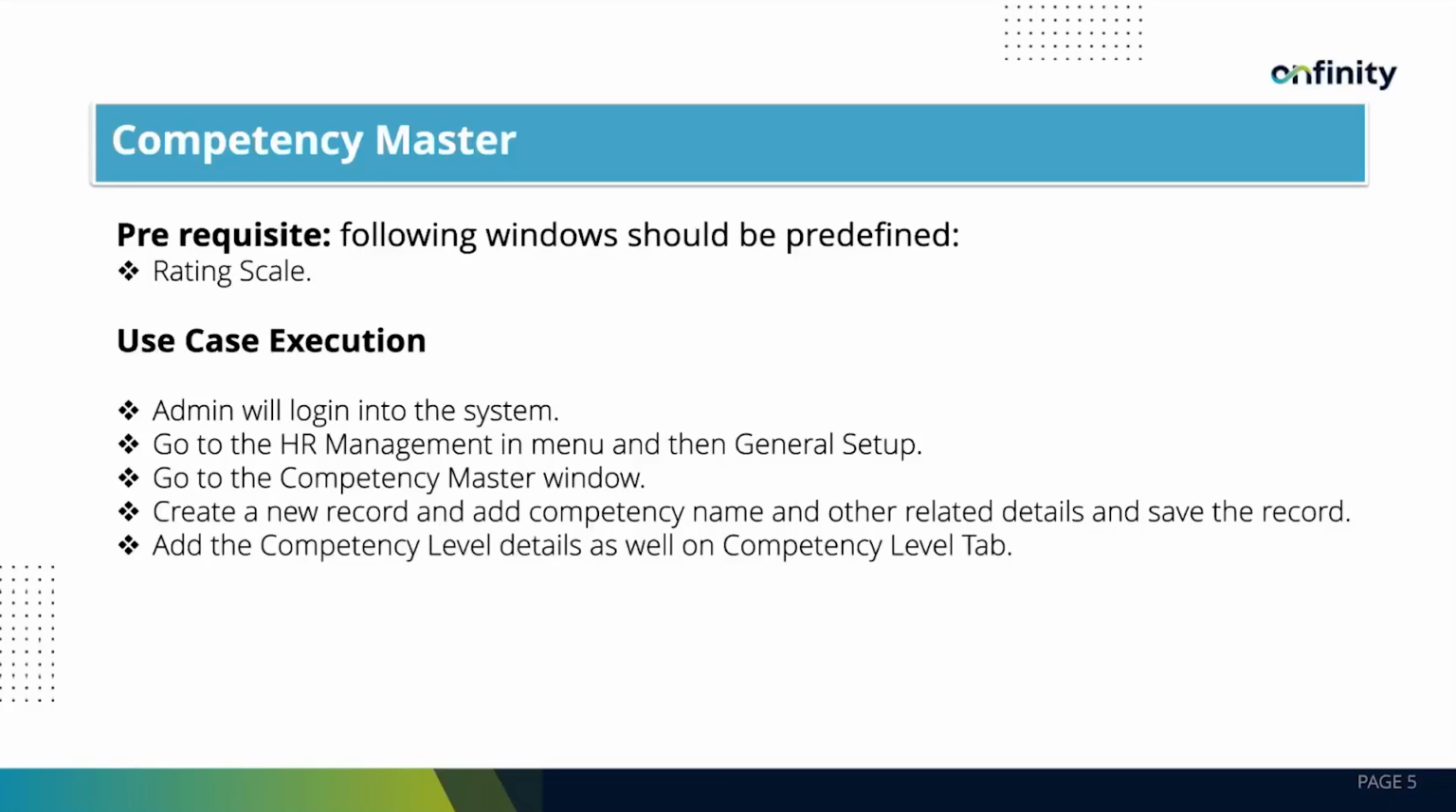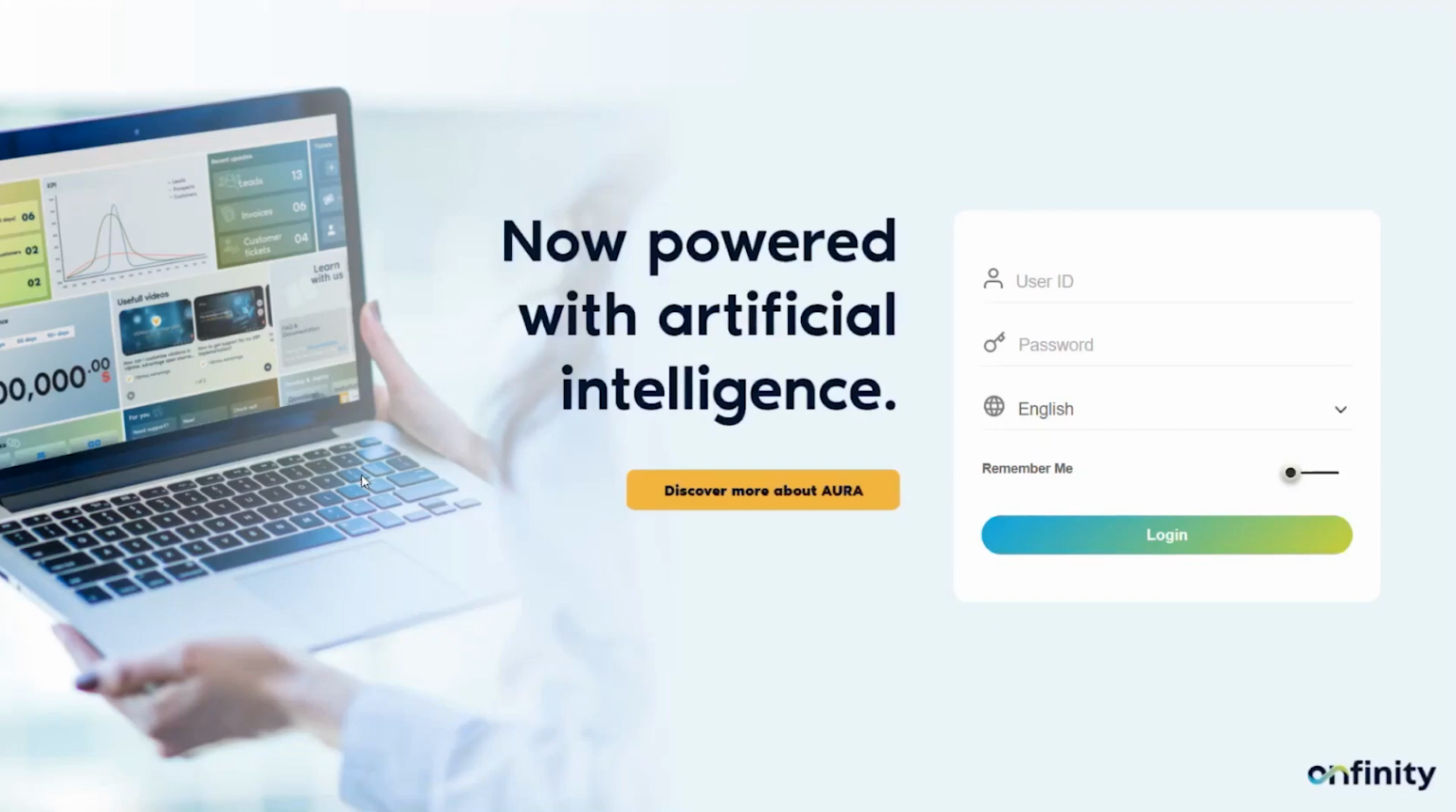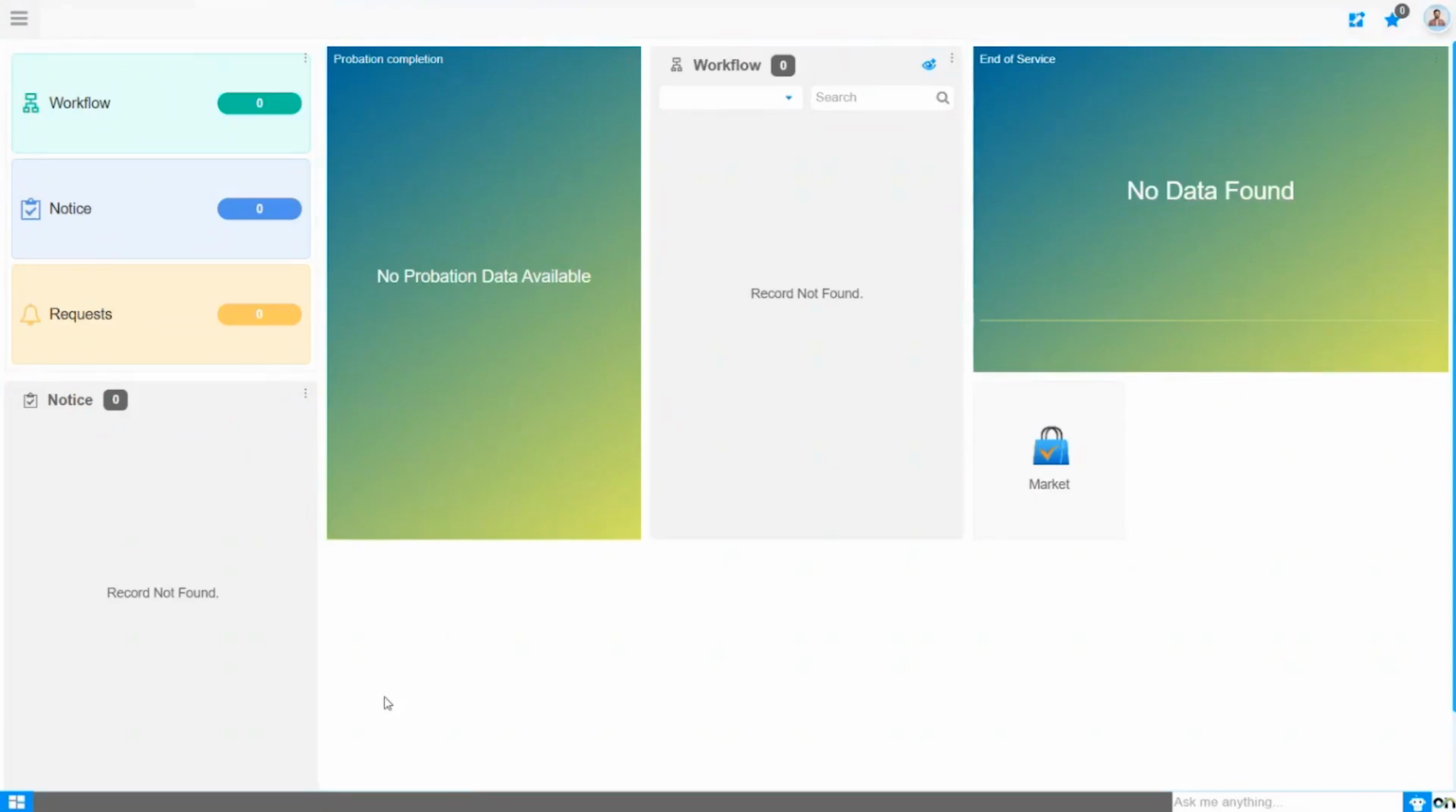Now, let's see how this process works directly inside the system. This is the login screen of the Onfinity system. You will log in using your unique credentials, which include a user ID and a password, and click the Login button to access the system. Upon successful login, you will be directed to the home page. Here, you will see various widgets. However, the data within these widgets will only be available after transactions have been completed, as we are currently in the configuration phase.